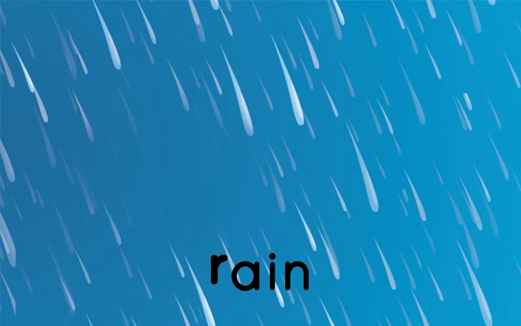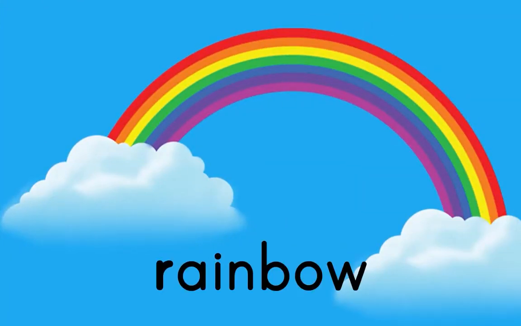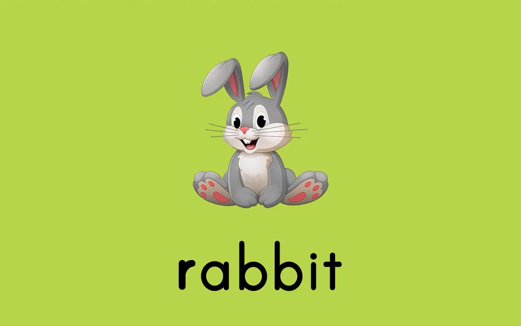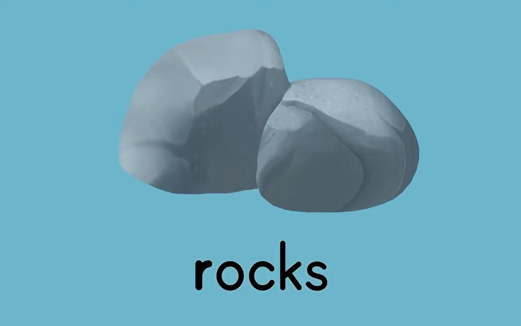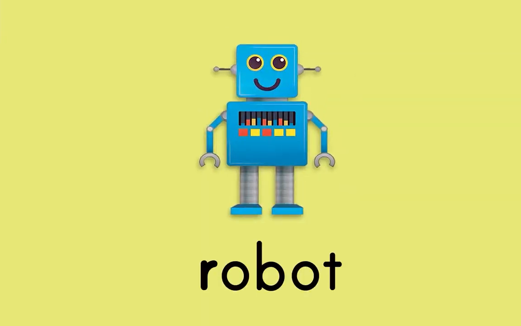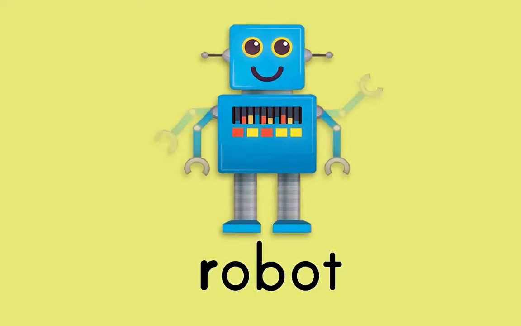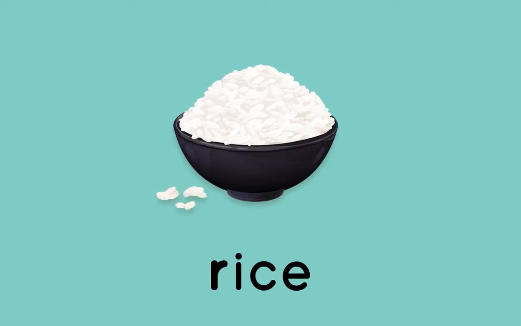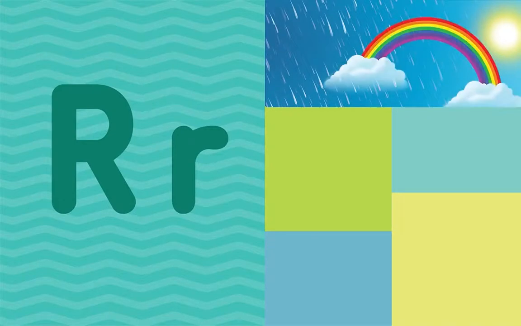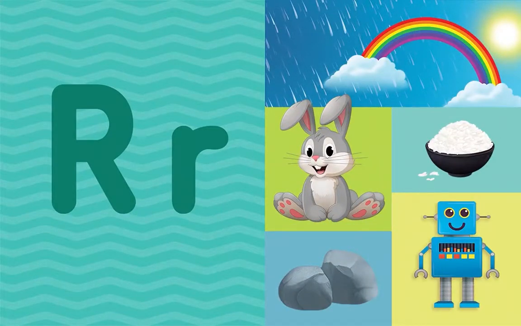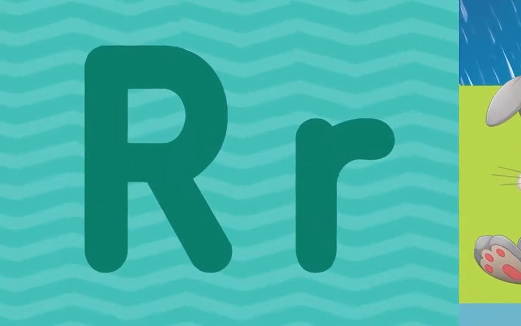Rain. Rainbow. Rabbit. Rocks. Robot. Rice. What letter do all these words start with? R! That's right, the letter R.